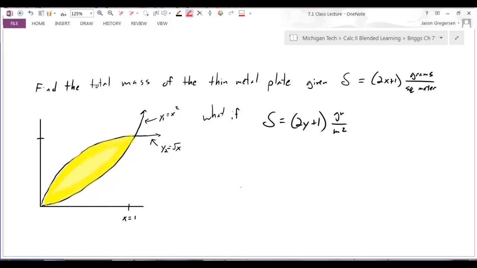Trying to find the total mass. Can't do it all at once. The density is changing. It's different in different spots. So what do I have to do?